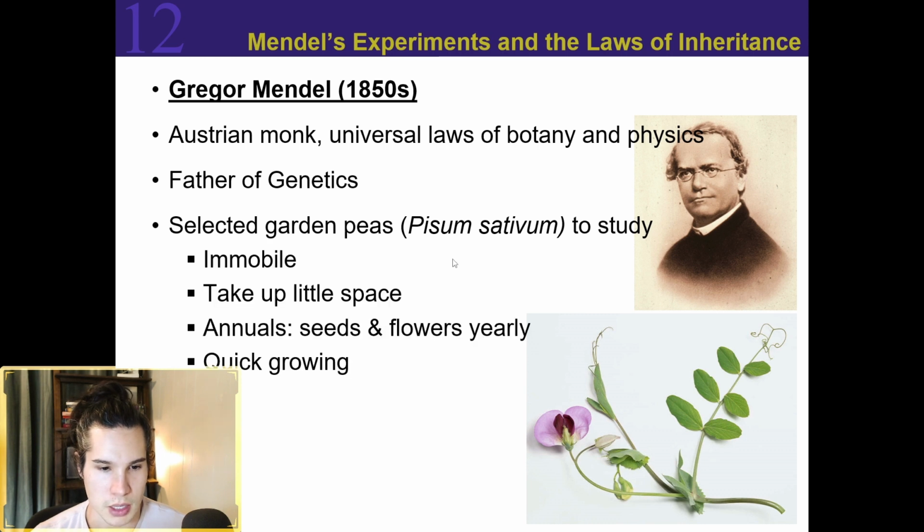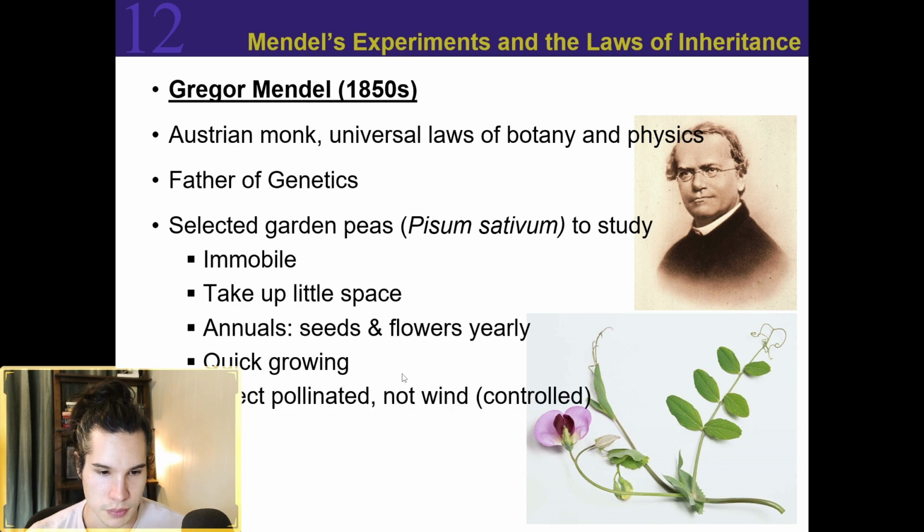The reason why he chose garden peas was because they were immobile. So they're not going to move around and interbreed with each other necessarily. They're stationary. They don't really take up that much space, and they have a very fast turnover, meaning you could mate two different plants with each other, and you're going to get results for your experiment pretty quickly because they're quick growing, and they're annual, so they seed and flower yearly. Another reason is because they are insect pollinated rather than wind pollinated, meaning he had more control over what plant gets to mate with what plant.